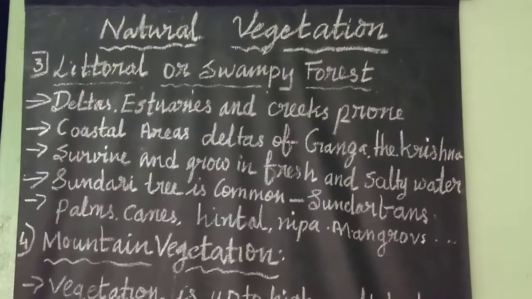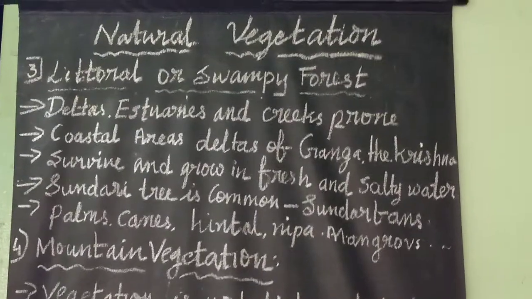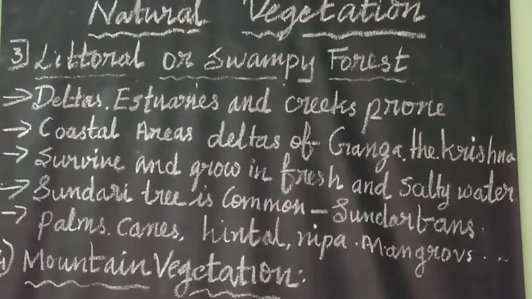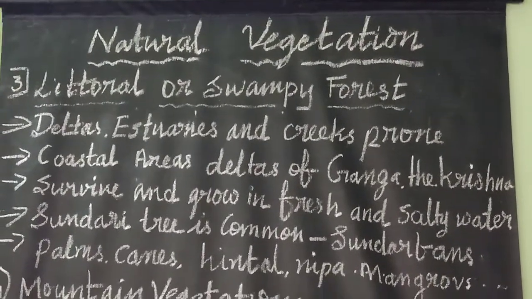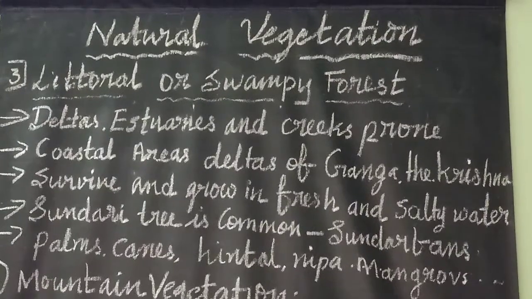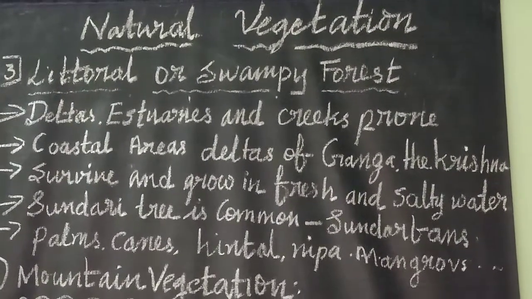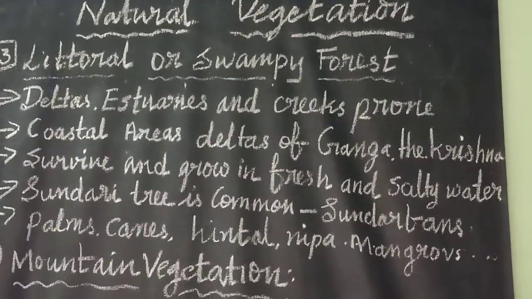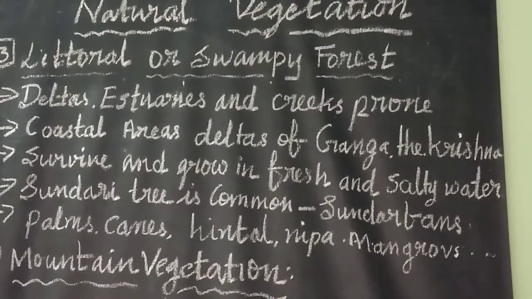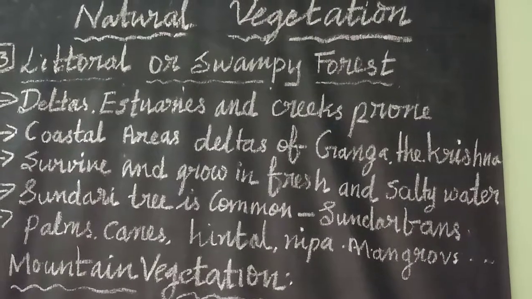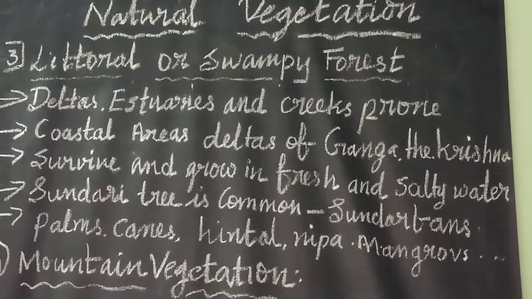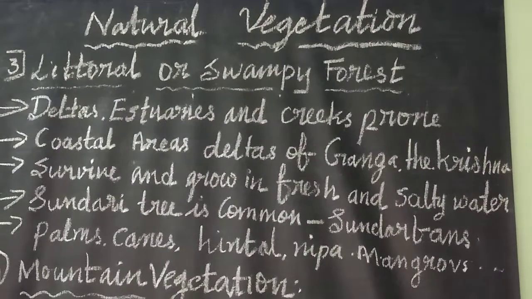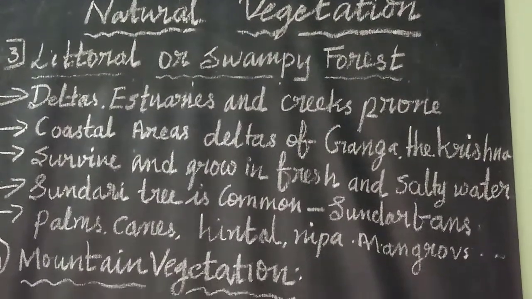Littoral forest or swampy forest. These forests occur mainly in and around the deltas, estuaries, and creeks prone to tidal influence, and that's why it is also known as swampy forest. That means the area where tidal influence occurs. Only in such areas mainly does the littoral forest occur.